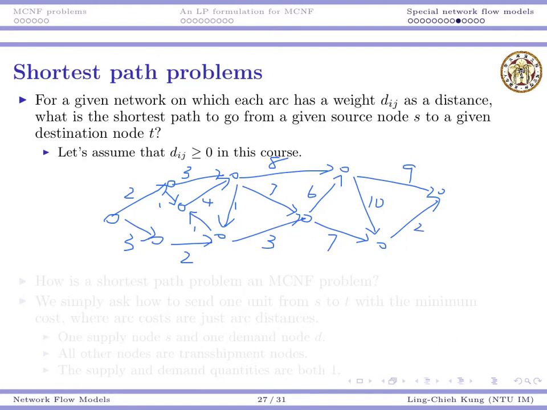Okay. On this graph, we're asking what's the shortest path from S to T. Okay, one path is of course here. Given any path, you may ask what's the total distance, and we want to minimize such a total distance. Let's assume Dij are all non-negative. For some problems, there may be negative distance. In that case, of course, distances are something else, something like cost or whatever. Let's assume Dij are all non-negative in this course.